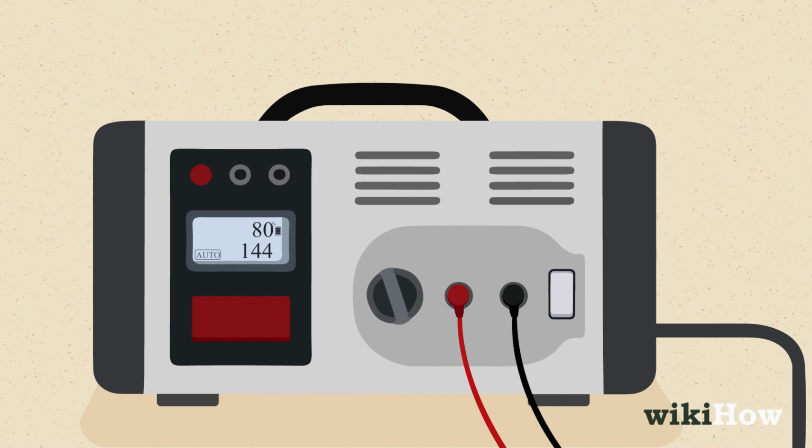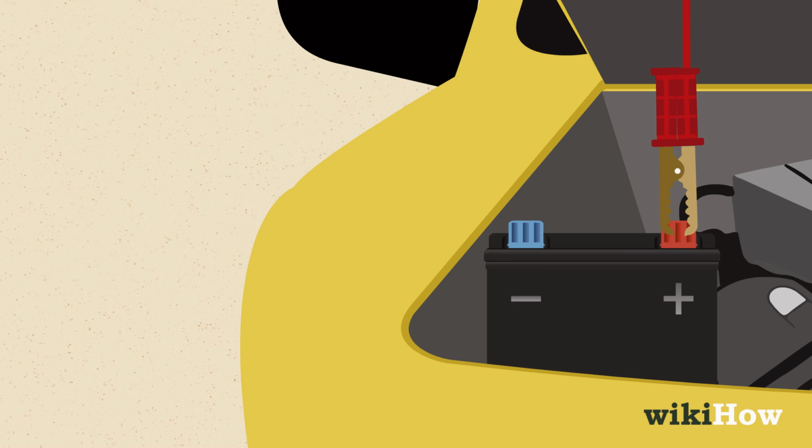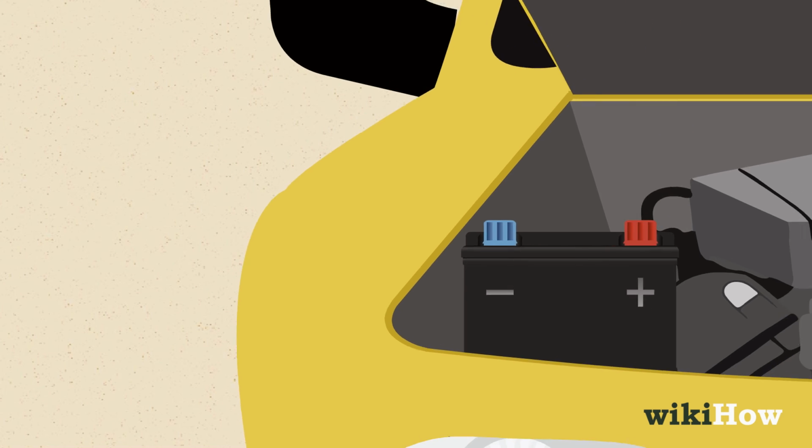Once it's charged, turn off the battery charger and unplug it from the wall. Disconnect the negative cable from the battery, followed by the positive cable.